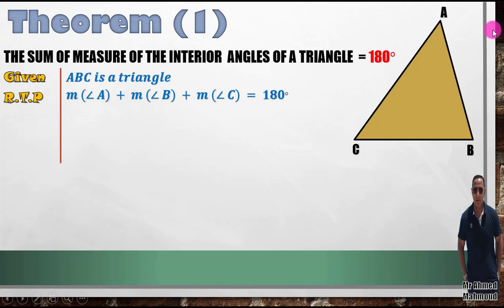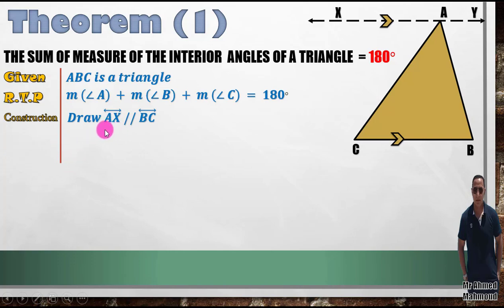Okay, now I'm going to draw the tool that I said before. I'm going to draw straight line XY, in which XY parallel to BC. This one is called construction. So the construction here, that I'm going to draw AX parallel to BC like this. Okay, I'm going to prove the theorem by numbers, then I'm going to write the proof.